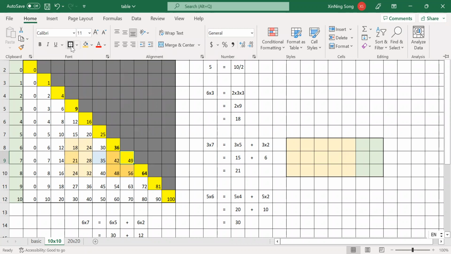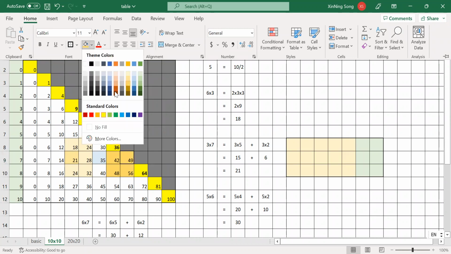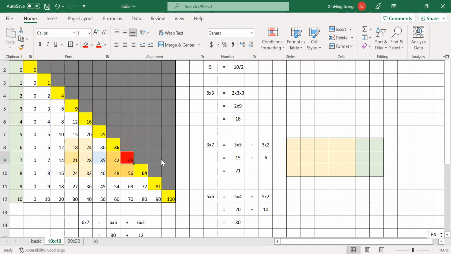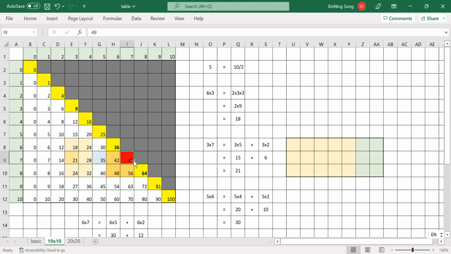So I am going to box it for you, and I'm going to make it red for you. How about that? I normally put yellow, but this one I put red for you. Why? You just really try to memorize 7 times 7 is 49. Of course you can derive it, but if everything is derived, too much effort, right?